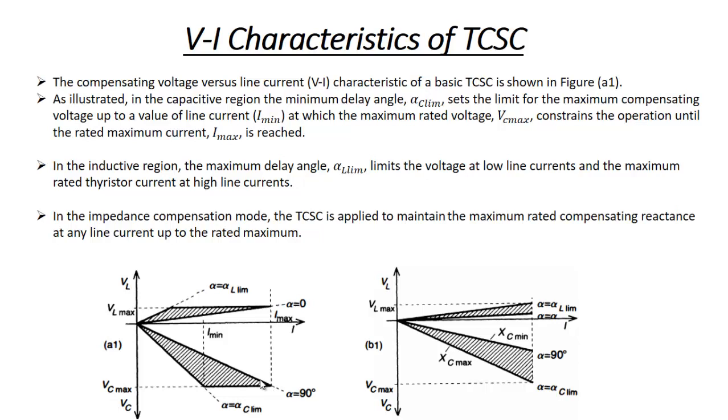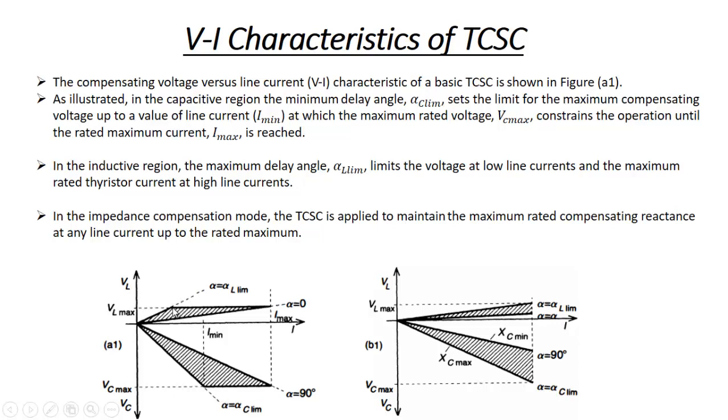When alpha is equal to 90 degrees, we have only capacitance in the circuit. When capacitance is in the circuit, the capacitive voltage and capacitor current will vary linearly, and this slope will determine the capacitance. This slope also will determine the capacitance, because it's capacitive in nature, and at alpha equal to alpha C limit, it will be a constant capacitance. And in between, we change alpha in such a way that the net voltage, VC max, will remain constant.